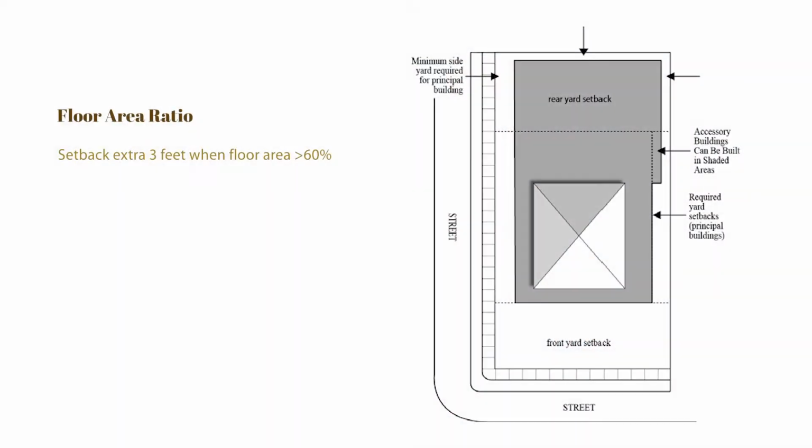Now, if your floor area goes above 0.6, that means above 60%, then instead of the 5 feet side setback, you need to yield 3 more feet. That means the front is 10 feet and the side and the back are 8 feet setback. So that is the difference when your house floor area goes above 60%, up to less than 70%, because the maximum is 70%. You cannot build more floor than 70%. Okay, so this is the floor area.